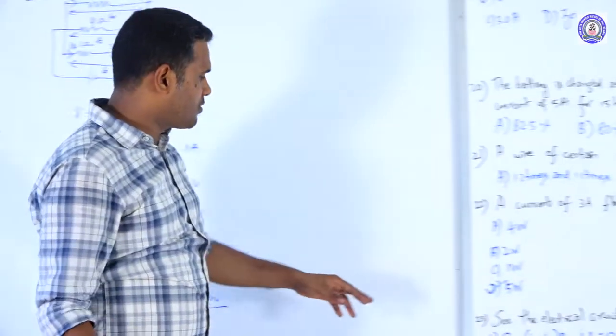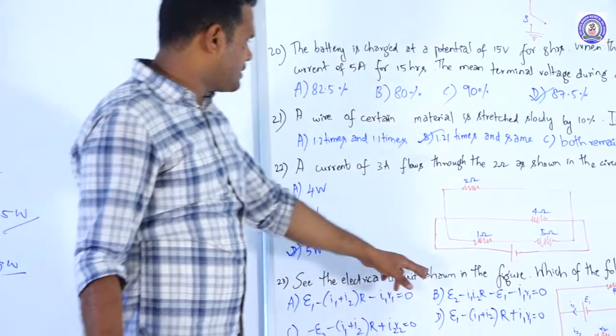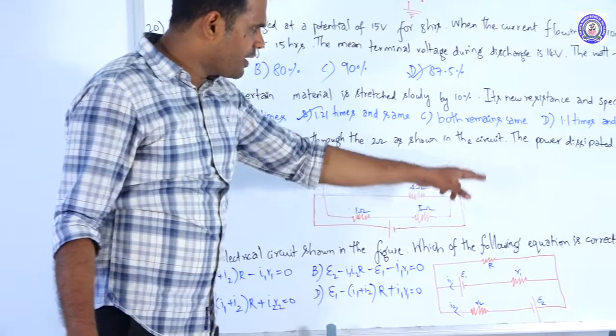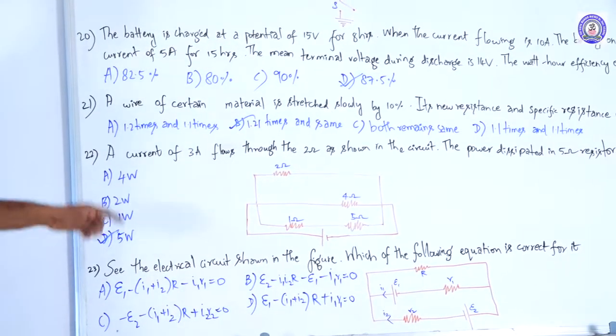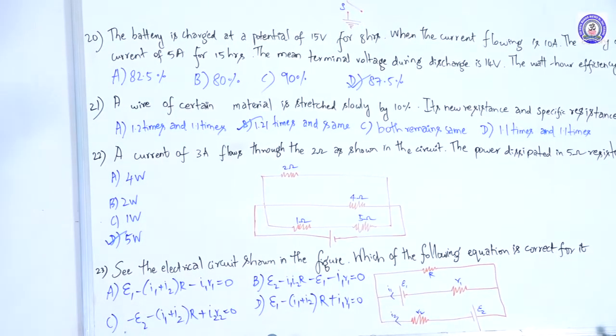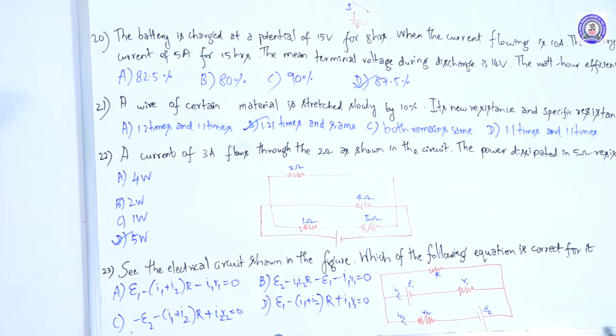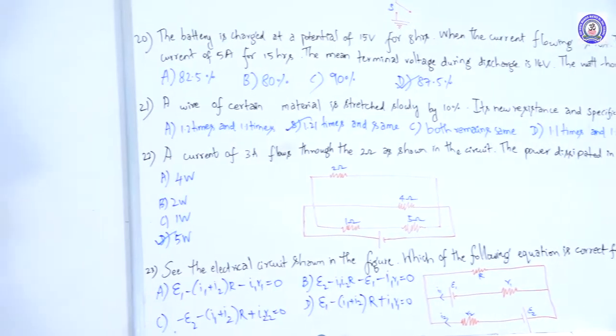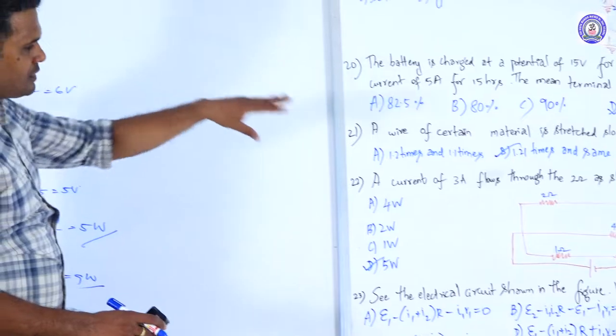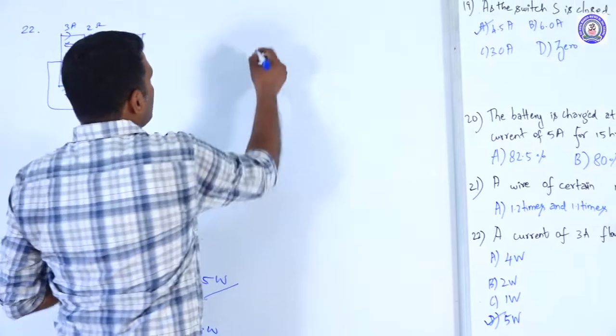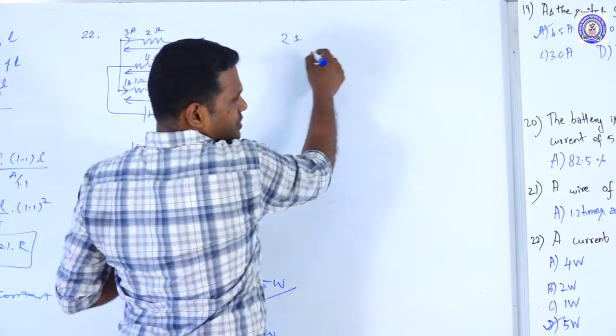Now, question number 23. See the electrical circuit shown in the figure. Which of the following equations is correct for it? Once again, we have to go for Kirchhoff's loop rule, or otherwise Kirchhoff's voltage rule. In a closed path, they are asking you which of the following expressions is correct. You draw the diagram for this question.